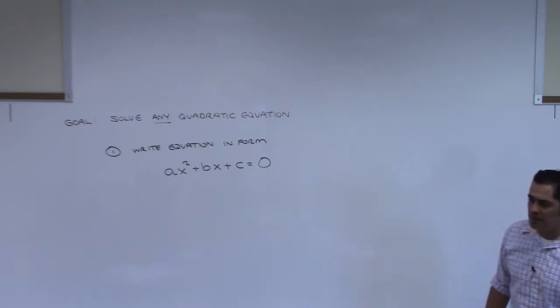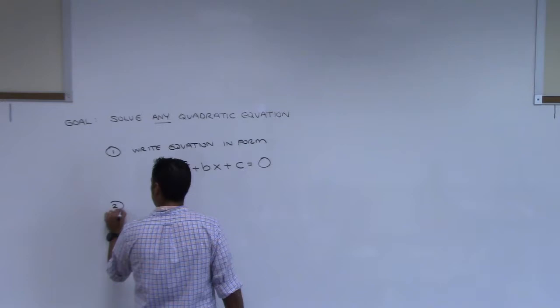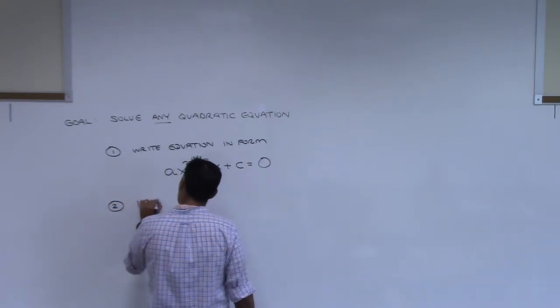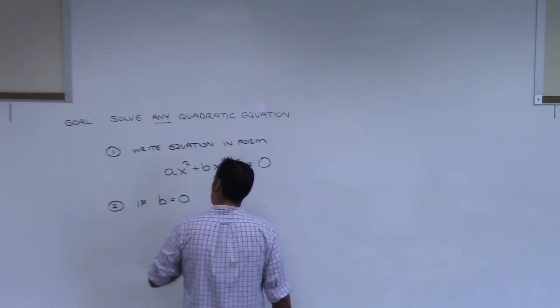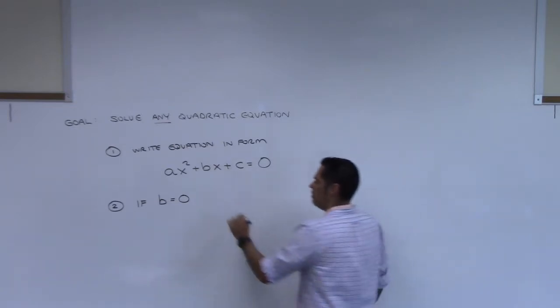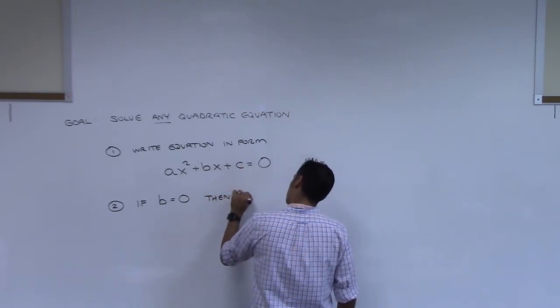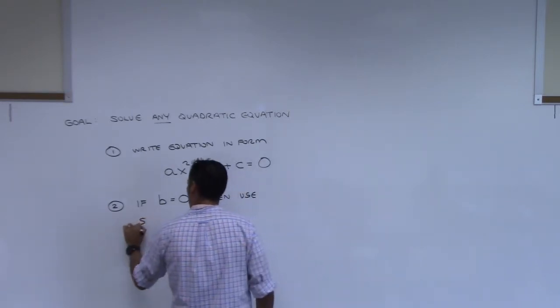Now we have a couple of things that we want to look at. So second step, if b equals 0, then use what's called the square root property.